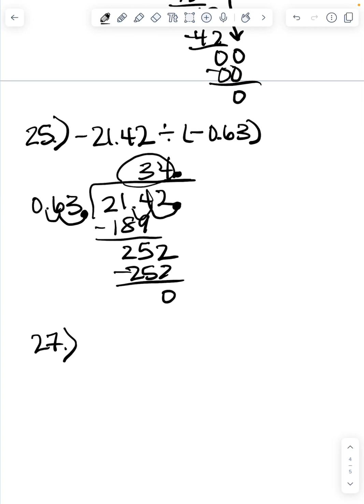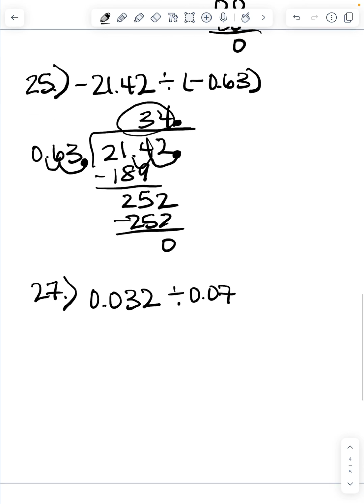All right, number 27. Evaluate each quotient to the nearest hundredth. So we have 0.032 divided by 0.07. Let's set it up. So 0.032 divided by 0.07. I need to move 2 decimal places. My decimal place is going to be right here. All right, we're evaluating to the nearest hundredth. That's the second decimal place over. That means we have to at least go to the third decimal place over so that we can then round it to the hundredth place. So that's where we're headed.